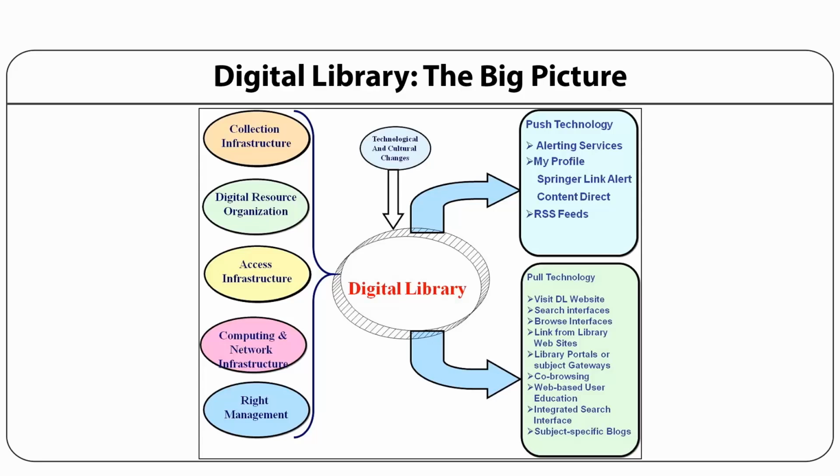Uniform resource characteristics, or metadata, plays an important role in organizing digital libraries. Access infrastructure in a digital library consists of search and browsing interfaces, subject gateways, and integrated and federated search programs. Computers and network infrastructure. A typical digital library is a distributed client server environment, consisting of hardware and software components at server side as well as at the client side.